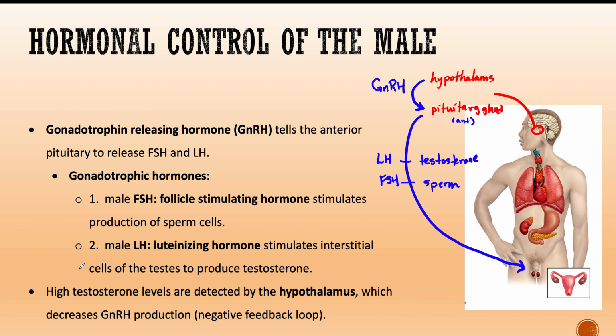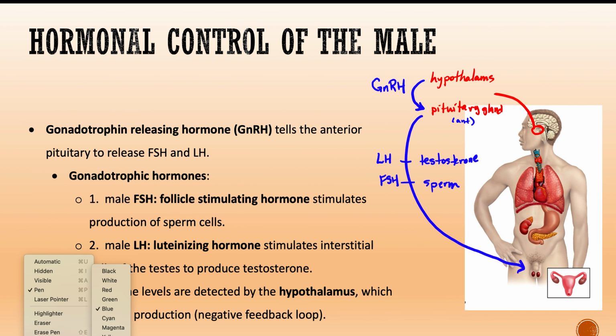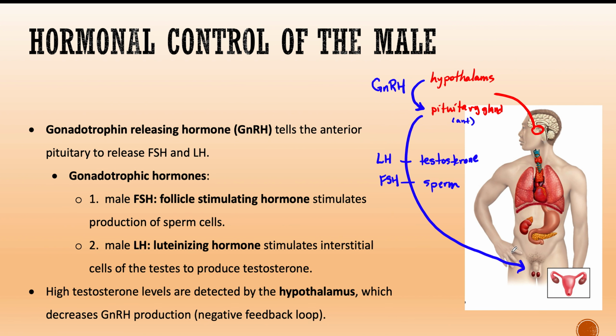And then, of course, in good old-fashioned endocrine form, once we have high testosterone levels in our system, it's going to feed back and inhibit the hypothalamus. And so, again, just like nearly everything in our body, we have a negative feedback loop.